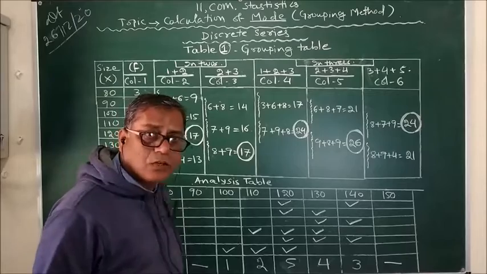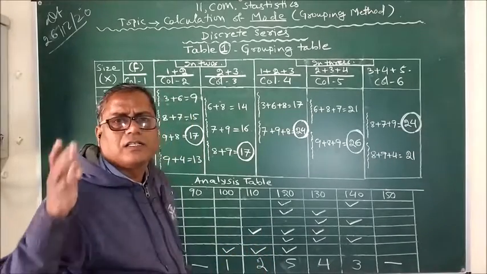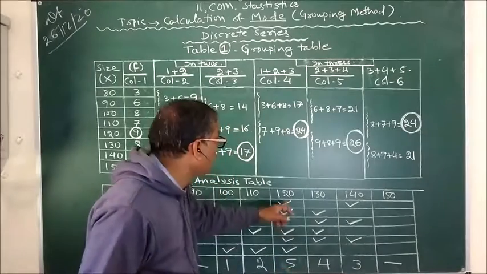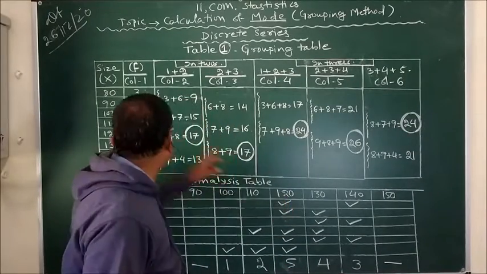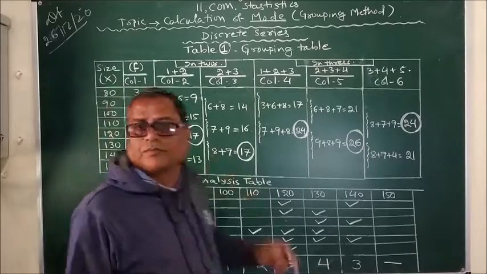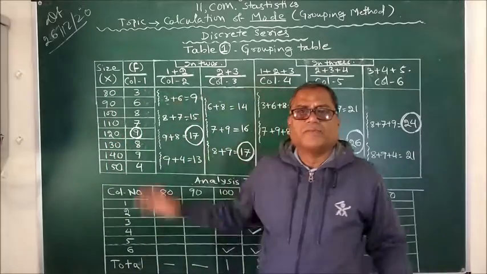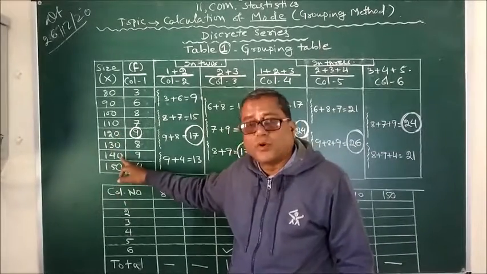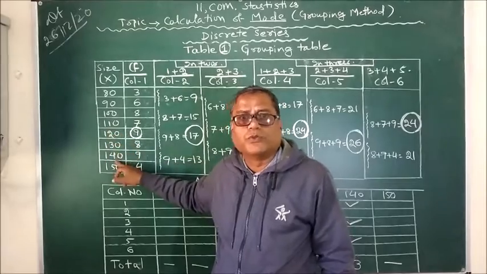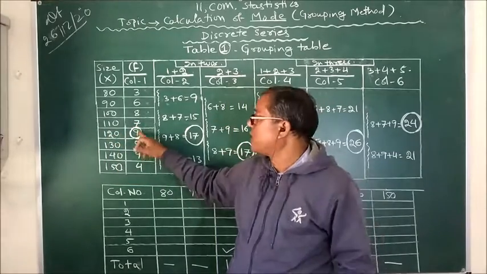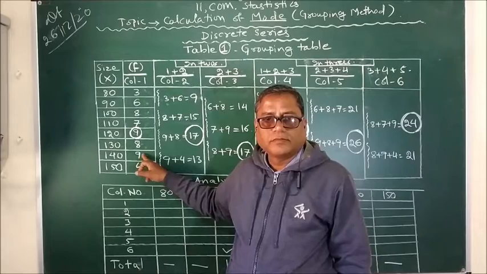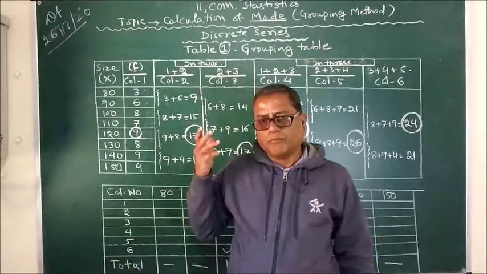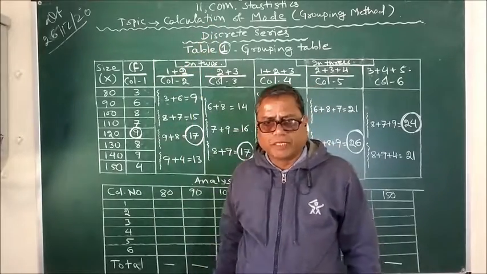After making the total, we can easily find the modal value. So this column has 5 ticks. That's why the respective value, that is 120, is the mode. Hence, in this series, the modal value will be 120 and not 140, even if for both the values the frequency is the highest, that is 9 and 9. So in case of a bimodal series, in this way, we can calculate mode by using the grouping method.